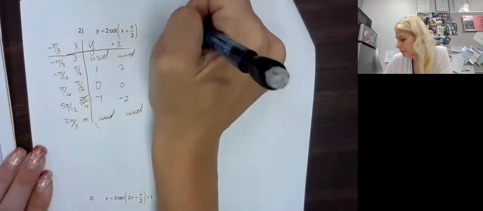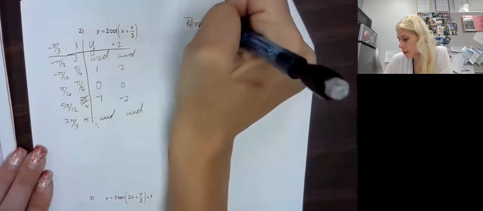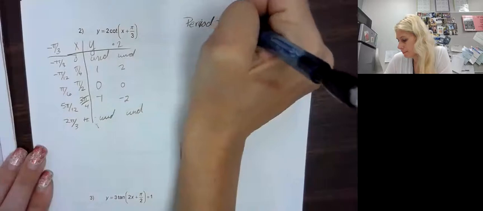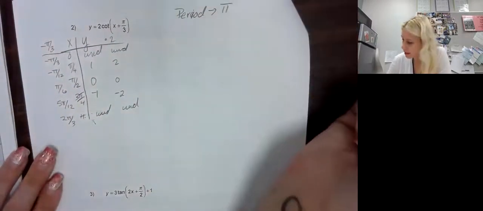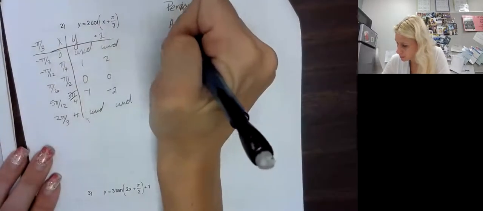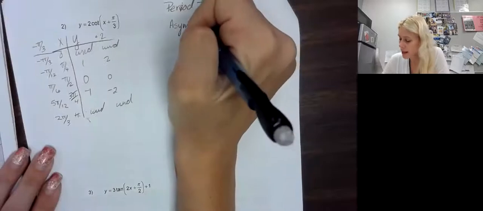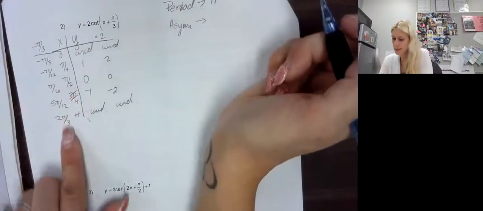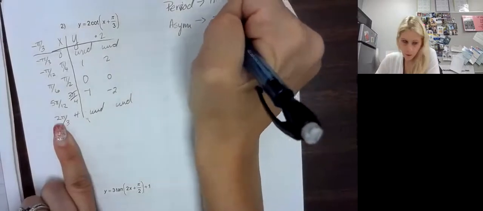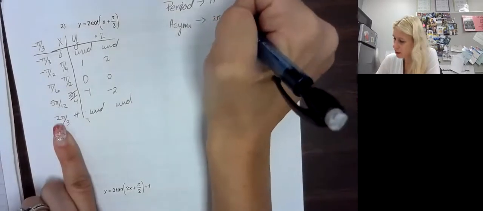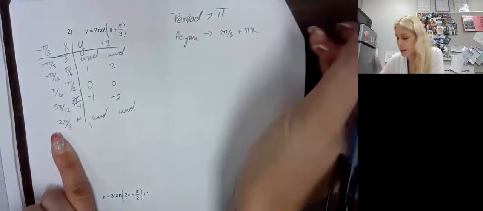So period, our b in this case is 1, so our period is still pi. And then we get our asymptotes. Start at your first positive asymptote, which we have as 2 pi over 3. And we're going to add our period times k. And that's how we get our asymptotes.